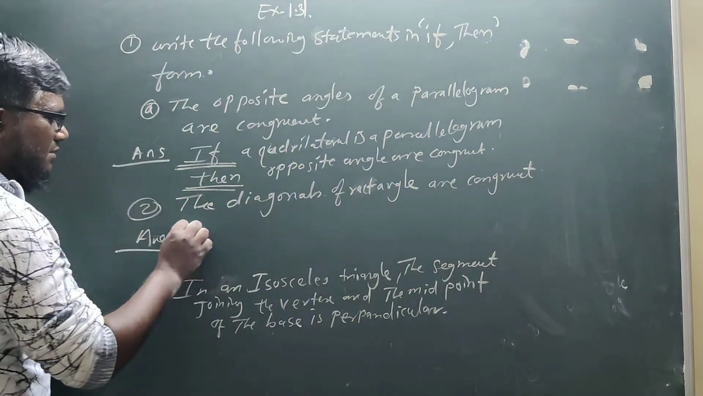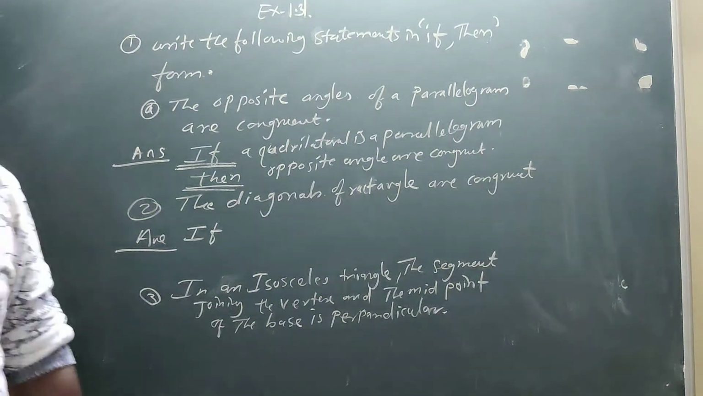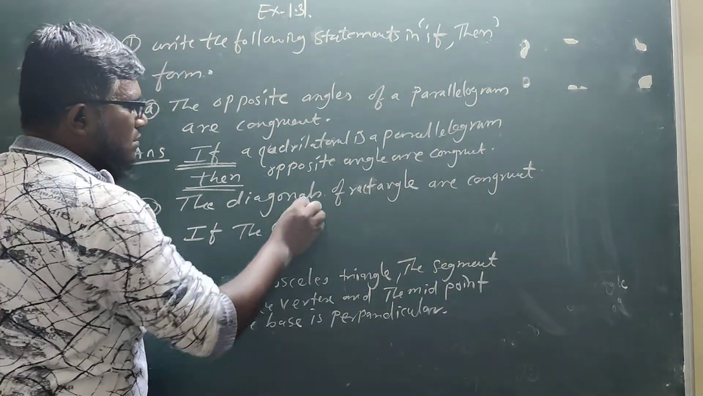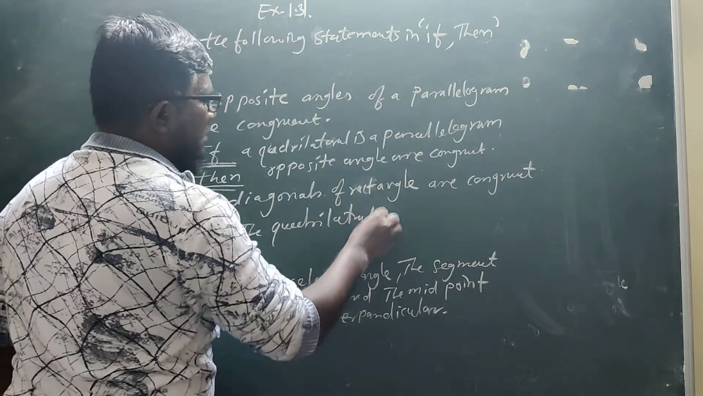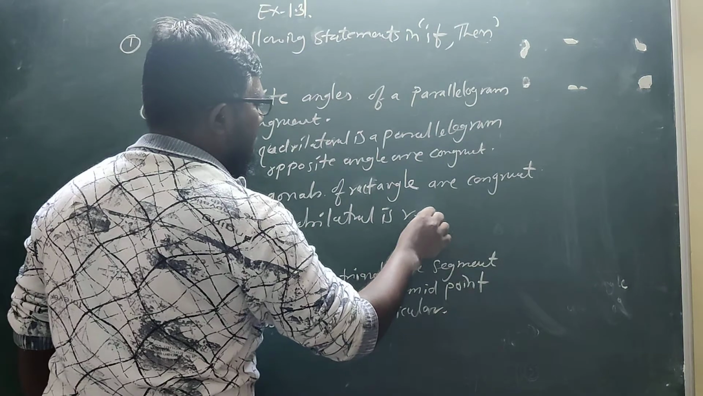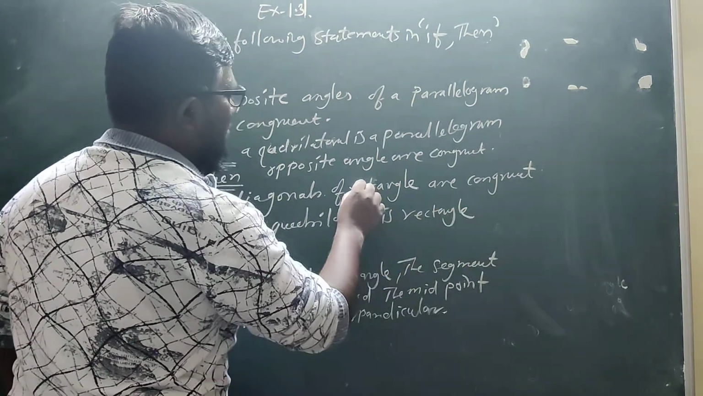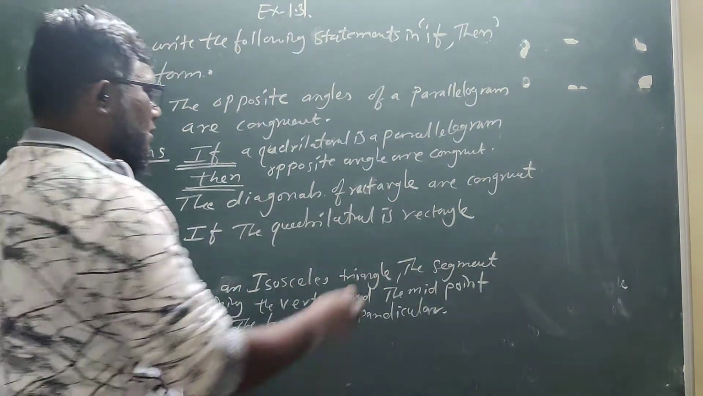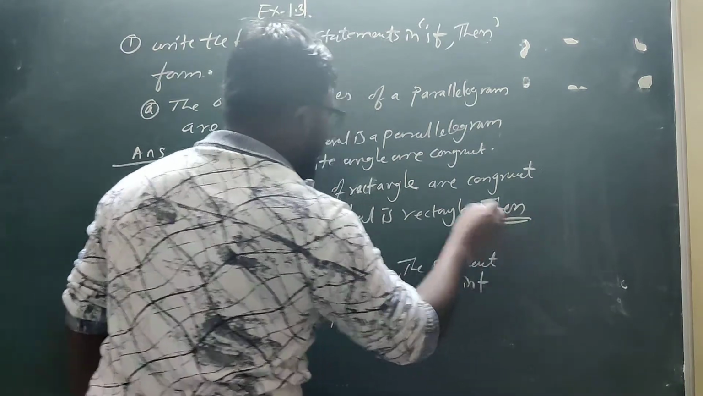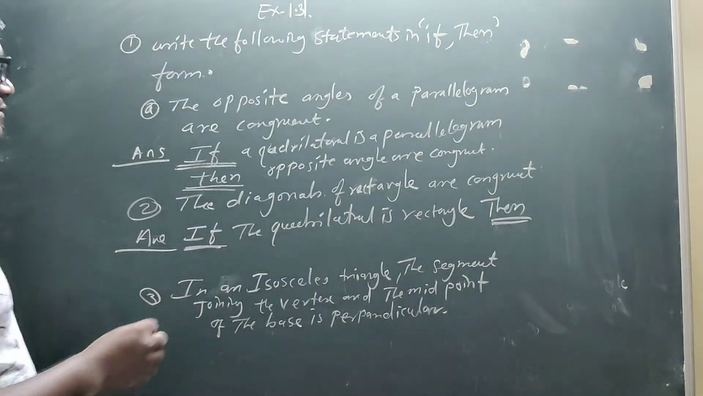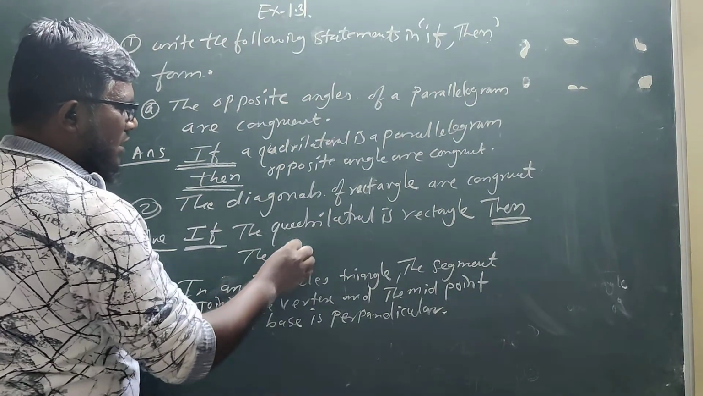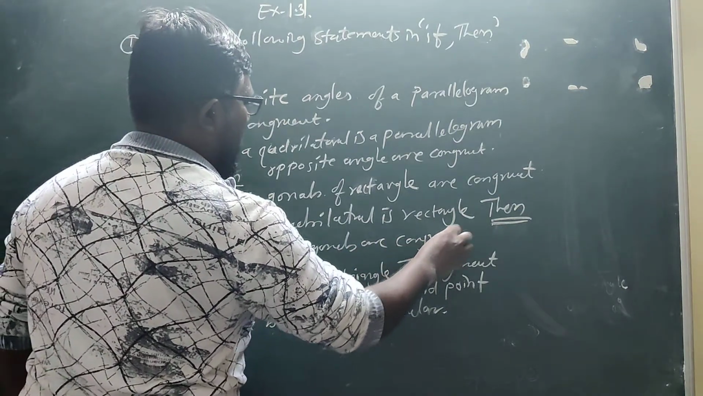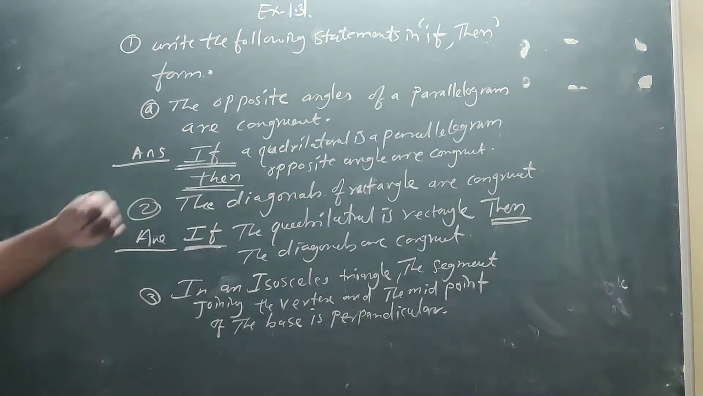We will start with the if. If the quadrilateral is a rectangle, then its diagonals are congruent. Then this then and this if we have to use. Then the diagonals are congruent. Like this we have to write the answer.